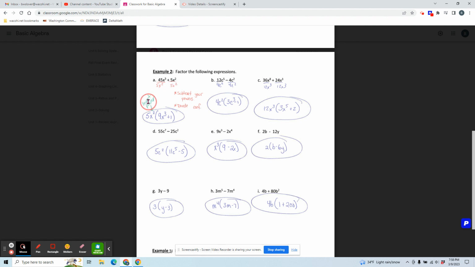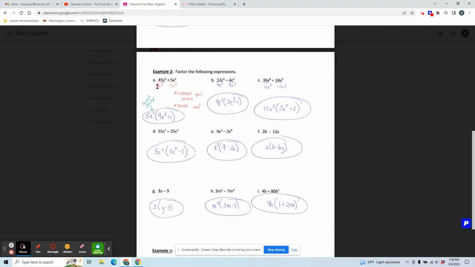That's what I wrote in green. I take my lowest power. So I'm going to divide each term by 5x squared. And over here, I have the note. I'm going to subtract my powers, and I'm going to divide the coefficients.